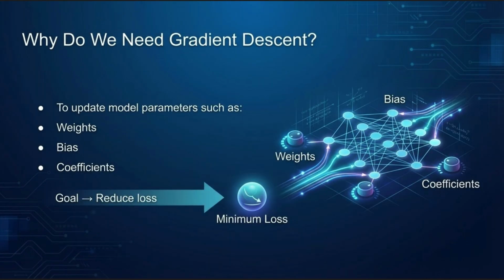In every machine learning model, whether it's linear regression, logistic regression, neural networks or deep learning, we need to update weights, bias, or coefficients so the model becomes more accurate. Gradient descent helps us find the best values for these parameters by reducing the loss function step by step.